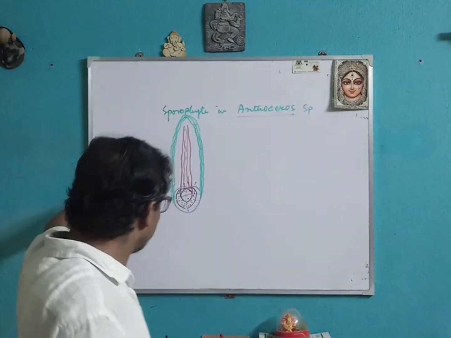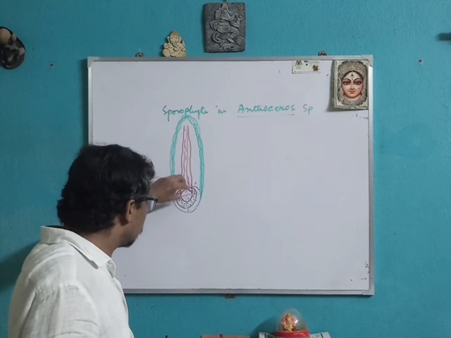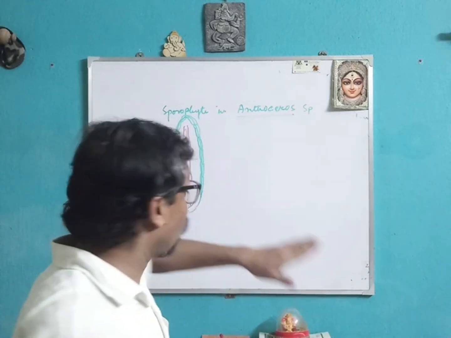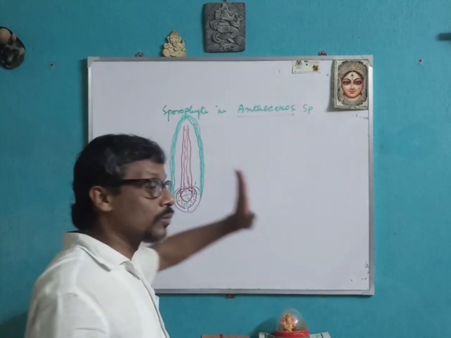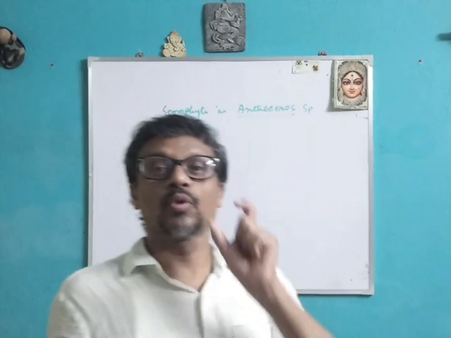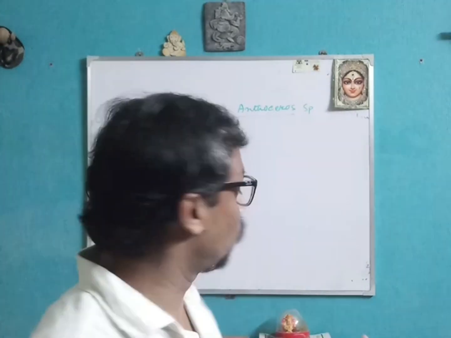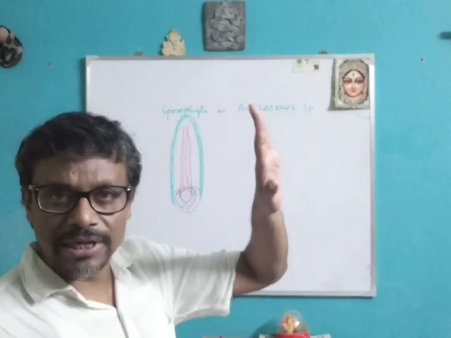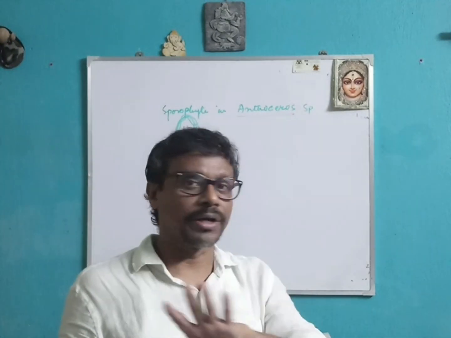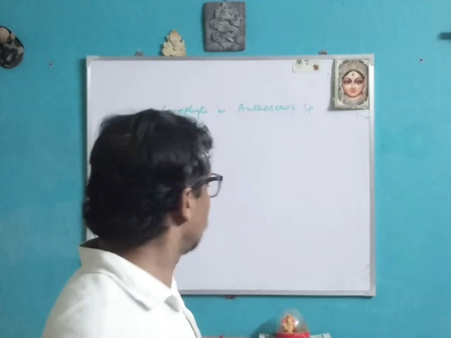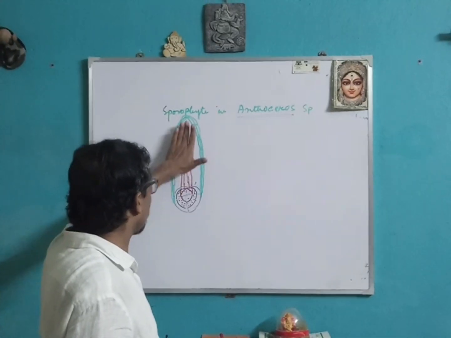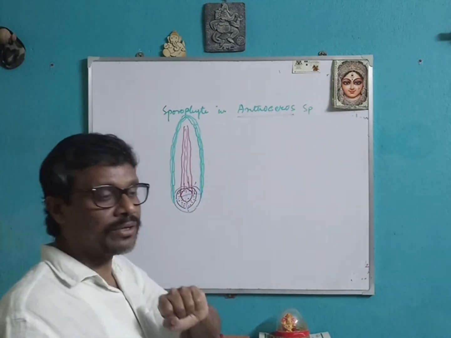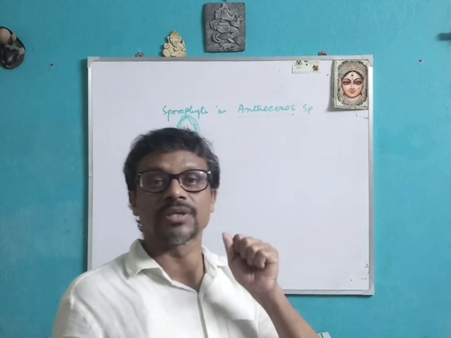But over here, the central columella is developed from the endothecium. So the columella is the structure which was not common with the sporophyte in Marchantia. The columella is a sterile structure, it does not have any relation with spore production or any reproduction. It is a centrally located structure and is only associated with mechanical support.